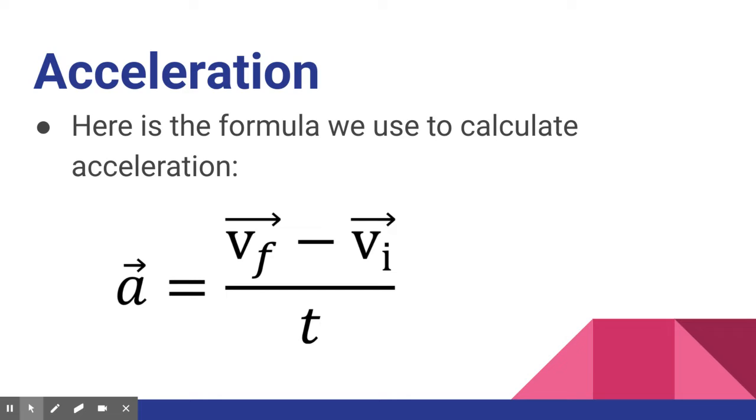So here's the formula. Here we just have A for acceleration, which I forgot to put in. This is the symbol for acceleration here. It's just A with an arrow over top of it. Not too different from velocity. So just A with an arrow. Acceleration is equal to the final velocity minus the initial velocity divided by time.